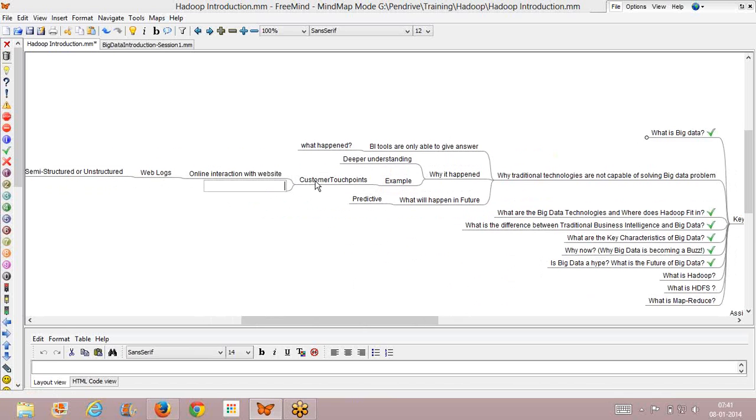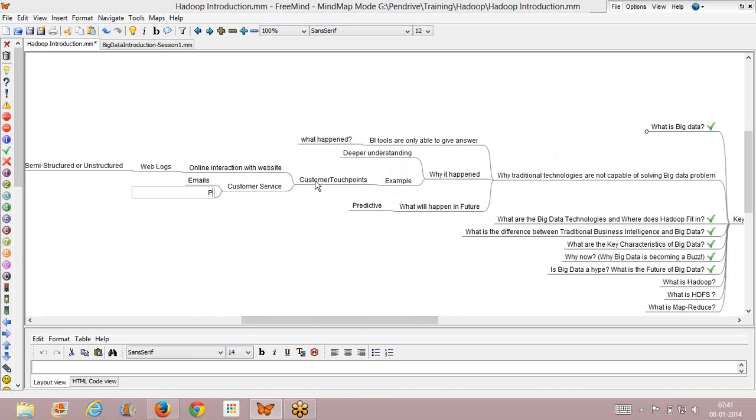The other interaction is customer service interaction. You might be interacting with customer service through emails, or through phone calls and so on. With these phone calls and emails, we will be able to understand whether he was happy or not, what his problems are and so on. If you generalize these problems, you will be able to find out why there is an increase or a decrease in sales. Similarly, based on his online behavioral pattern, you can find it out.